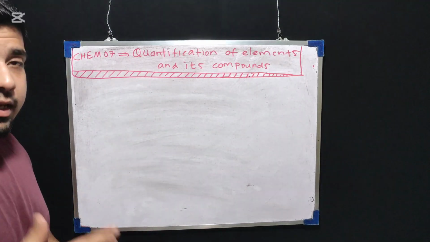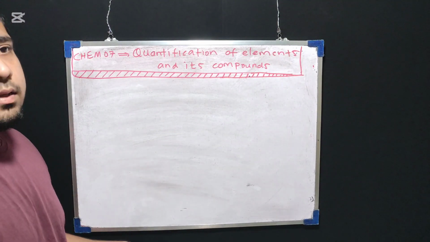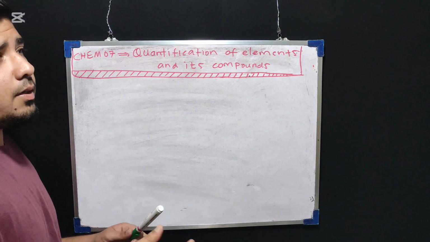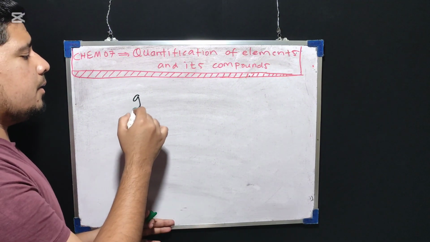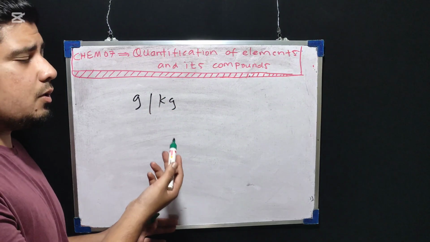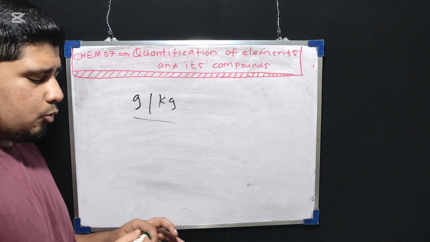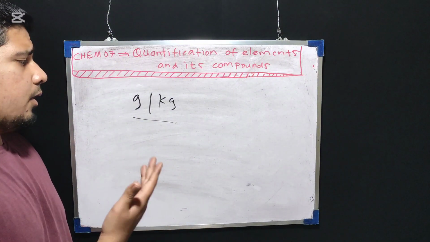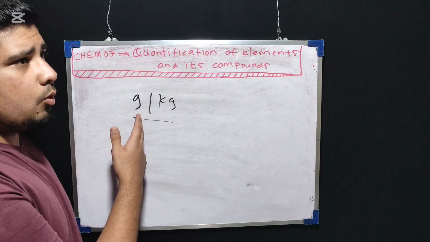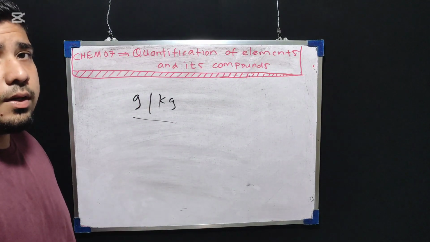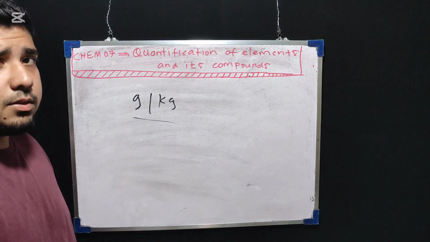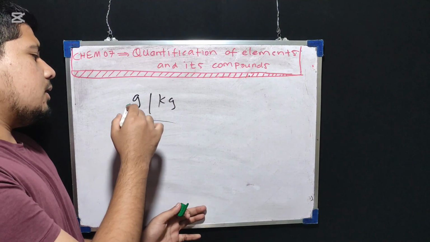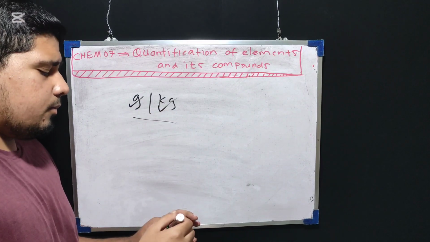Here, if we take any matter, what is the unit that we are going to use to measure the mass of any matter? It's normally grams or kilograms. This is what we use in our day-to-day life to measure the mass of any substance, any matter. We use the units gram or kilogram. Likewise, to measure atoms also, we can use the units gram or kilogram.